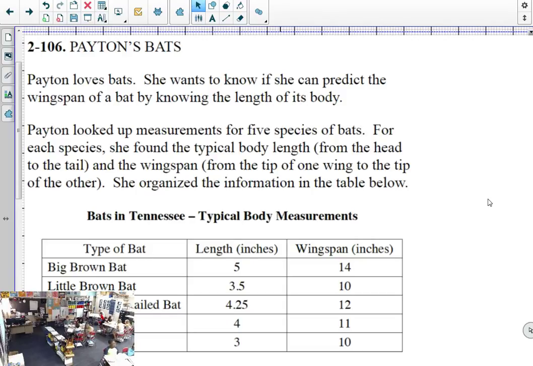Can we make any statements about relationships that we see? Relate this to humans, and we'd be talking about height, and this is our wingspan, right? Talk with me. Do we notice any relationships? Do we notice anything to make predictions?